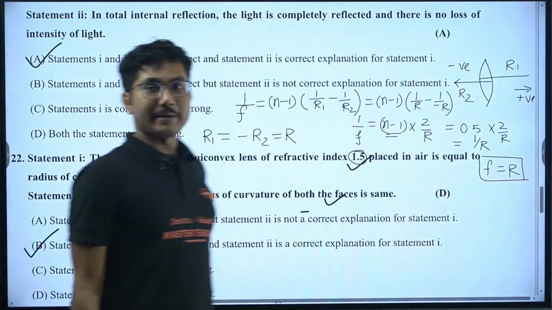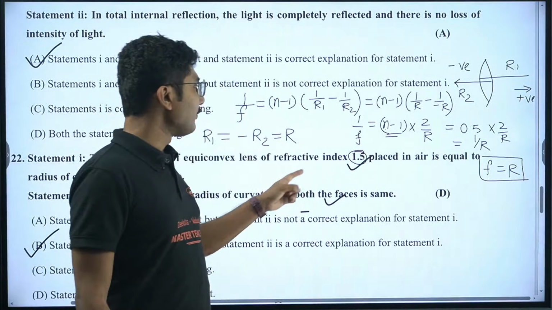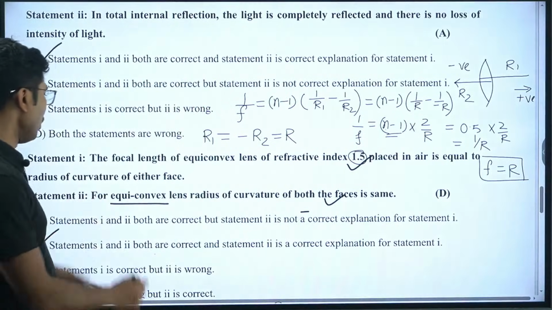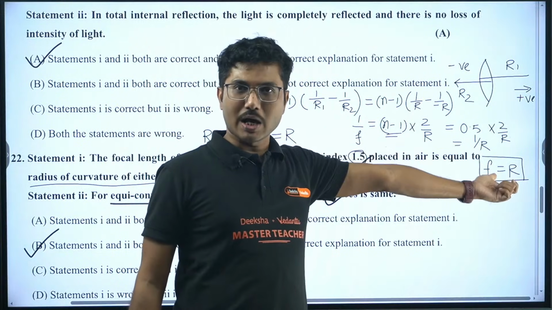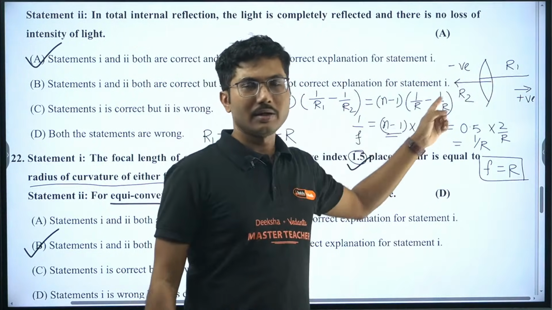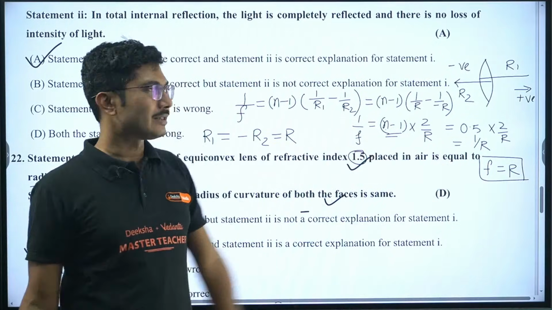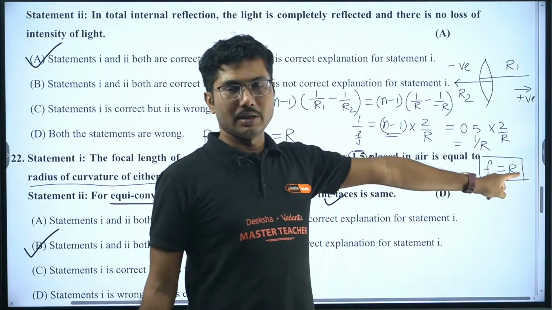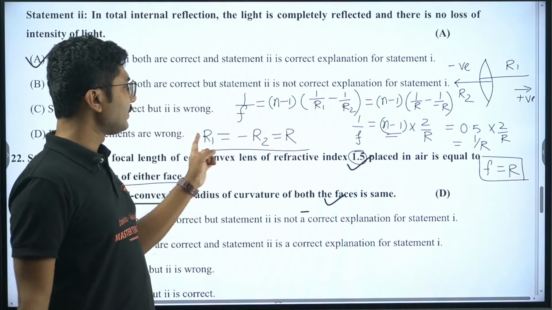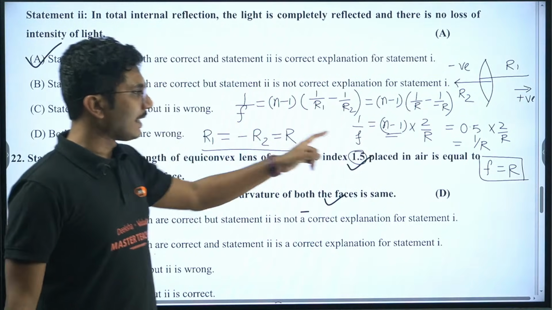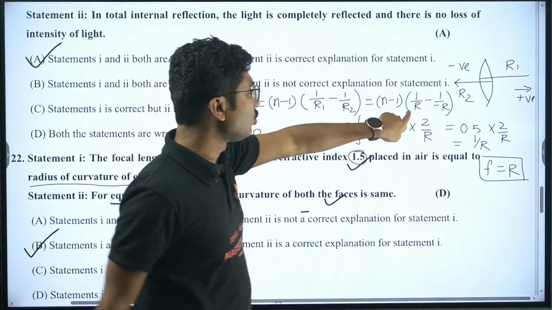Right? So the first statement says that the focal length of equiconvex lens of refractive index 1.5 in air is equal to radius of curvature of either face. So this is the statement, f is equal to r. Now which r you will take? Both are same, right? Magnitude wise both are same, so any one of the r is the answer. Now why is this possible? This is only possible because of this. If this statement is not true, then it would not be possible to get f equals r, right? Because then 2 by r was not possible.